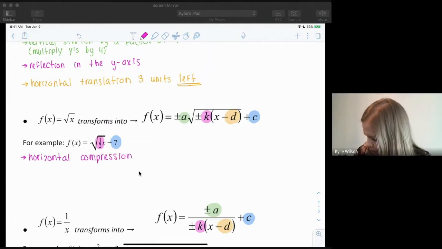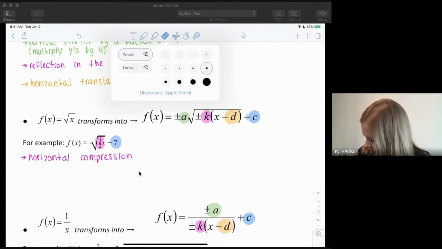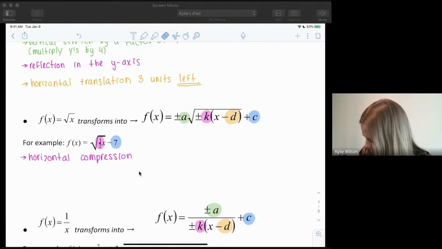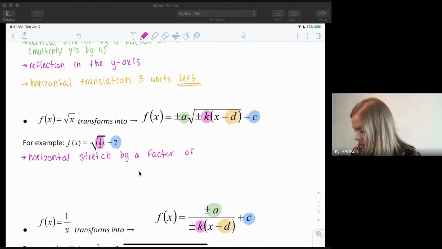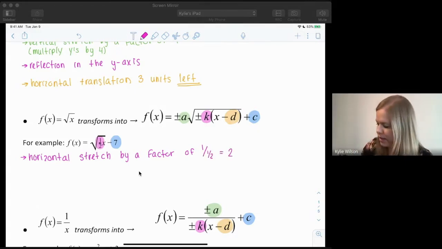Oh, sorry, I'm getting my A's and K's mixed up. It is a horizontal stretch. Sorry about that. K is always the hardest one. We have a horizontal stretch by a factor of, and we always say by a factor of 1 over k. So in this case, it's 1 over 1/2, which just equals 2. So we have a horizontal stretch by a factor of 2.